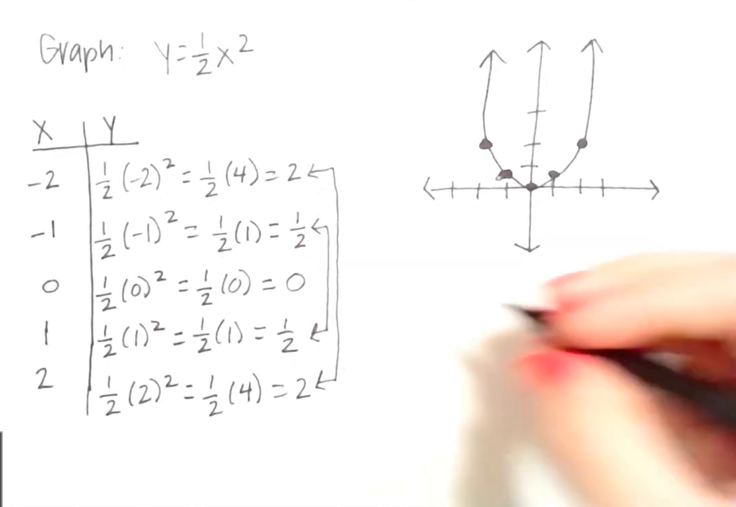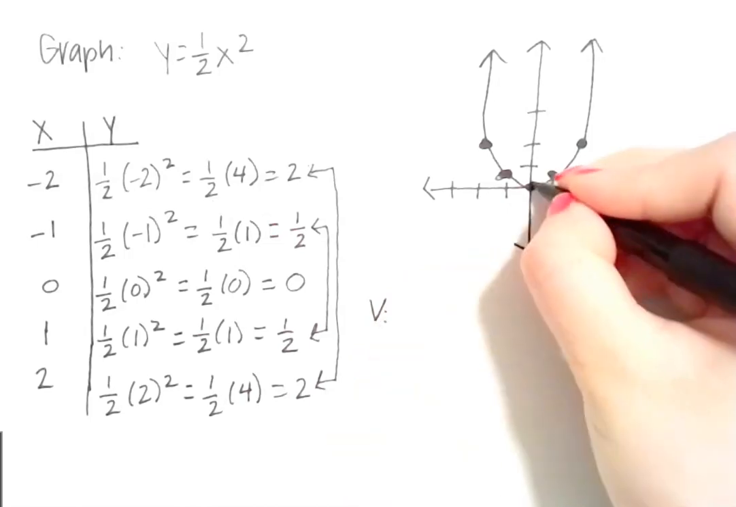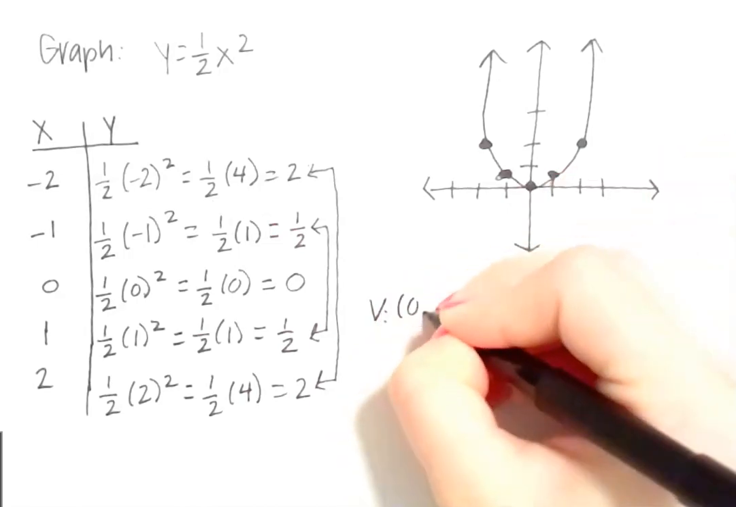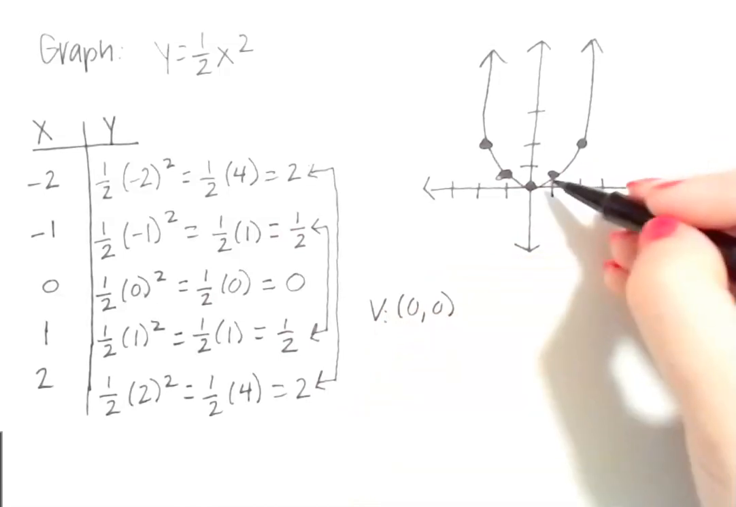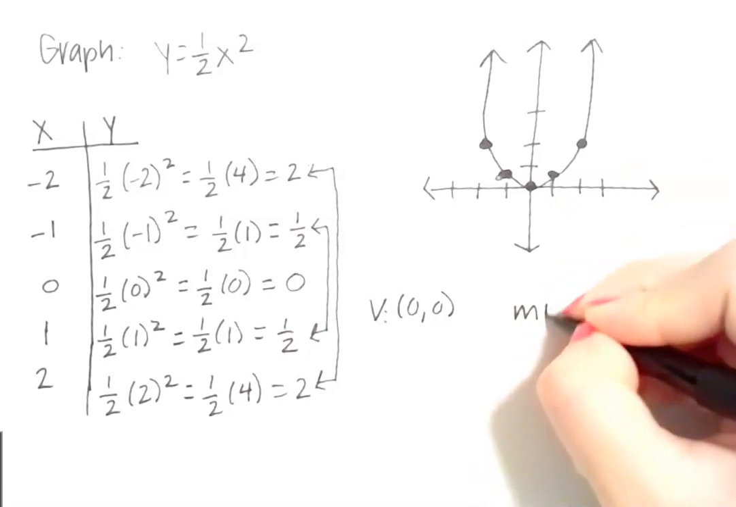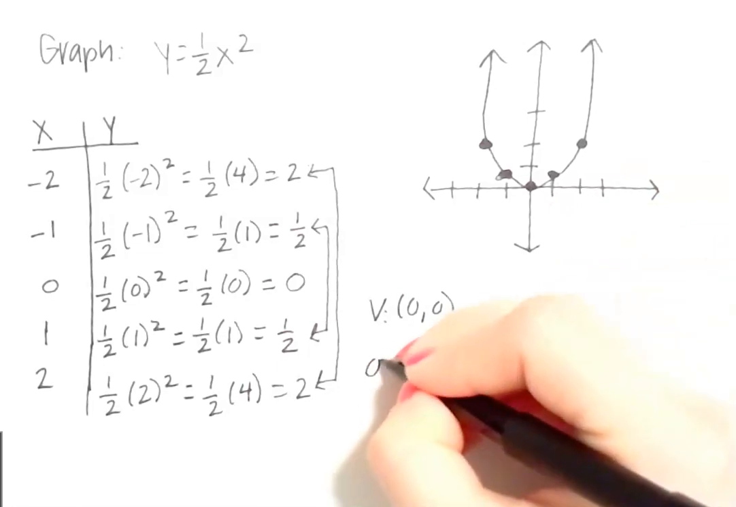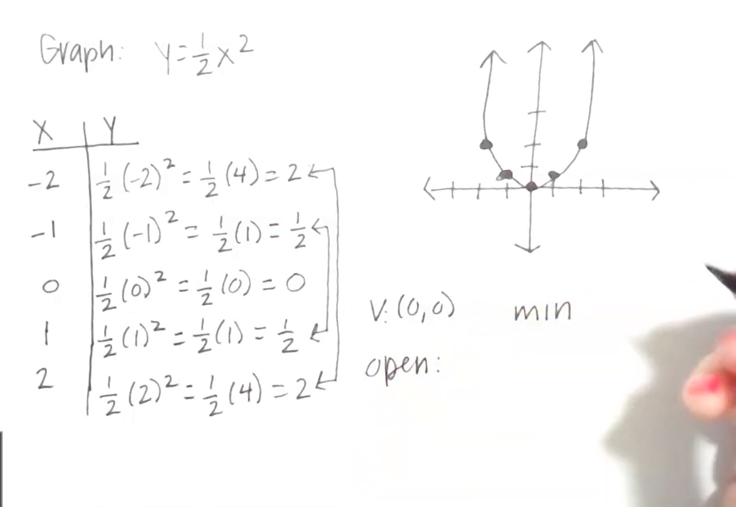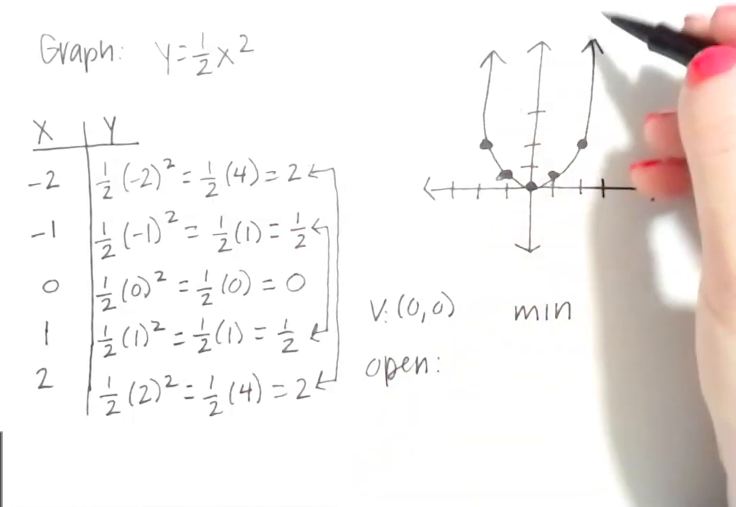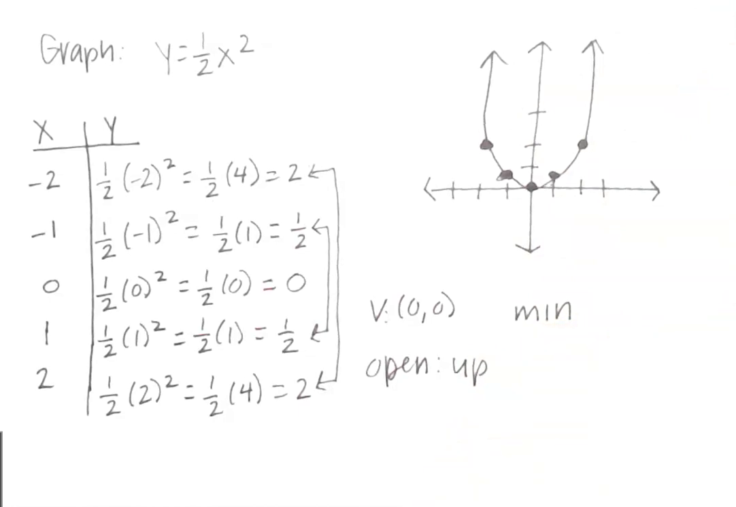So let's start with our vertex. What is our vertex? Our vertex is 0, 0. Is this a minimum or a maximum? It is a minimum. Does it open up or down? It opens up, or we call it positive, so it opens up.